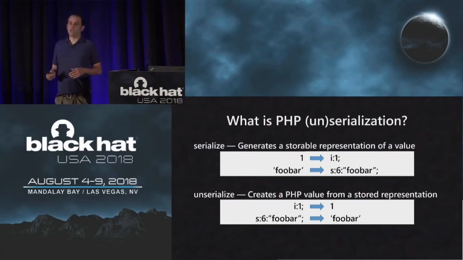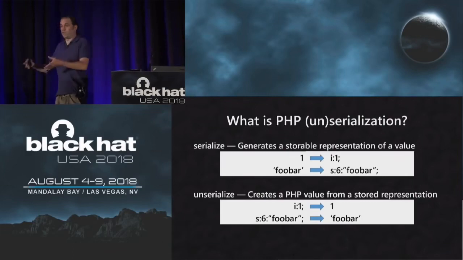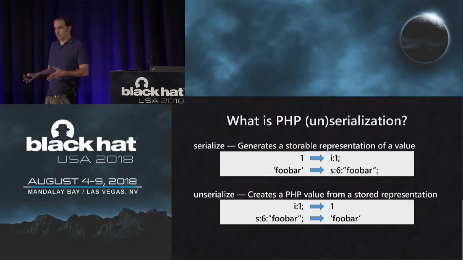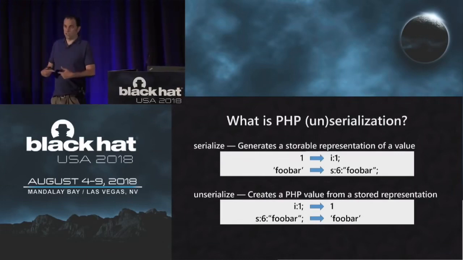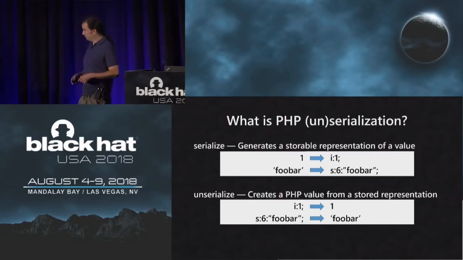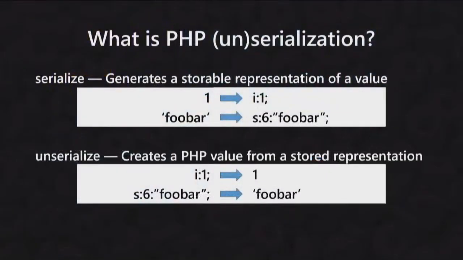It's a process by which internal objects in PHP are converted into a string representation which can be passed over the wire or stored in a database, and then unserialization can convert that representation back into an instance of the object. Now, obviously, the examples on the slide are really simple, so there's an integer and a string, but it can represent far more complicated objects.